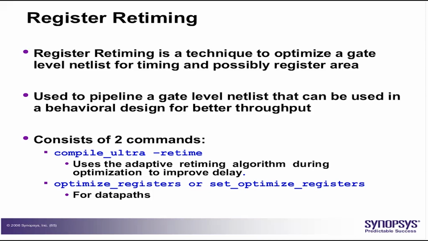Now there are two ways by which we could do register retiming. One is compile_ultra -retiming. The algorithm used by compile ultra is for adaptive retiming during optimization to improve delay. Second is called optimize_registers or set_optimize_registers. Now this is a very extensive retiming. So compile ultra retiming is kind of a basic retiming. It is used for general logic. Optimize registers is something that is used for very special cases of complex data types. Again, the recommendation is to use compile ultra first, and if you are not able to meet timing, then go to optimize registers.